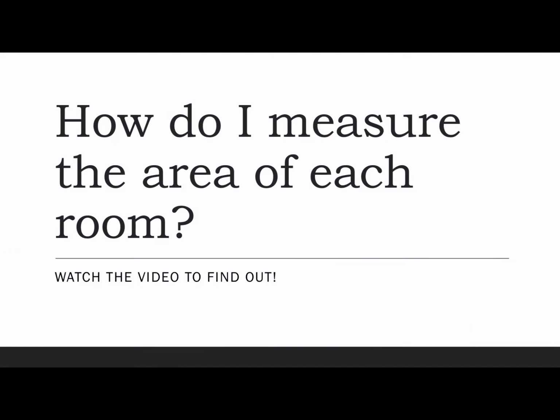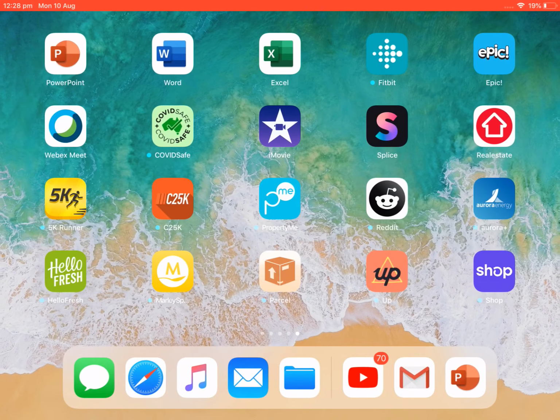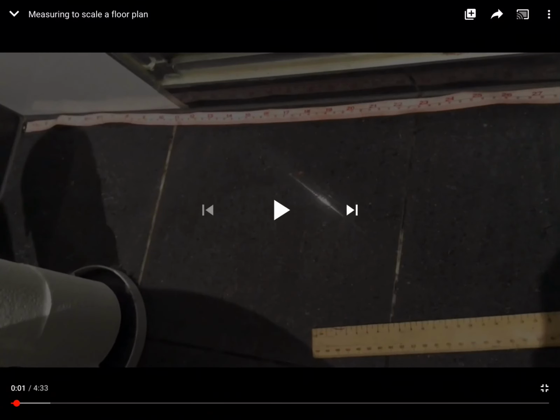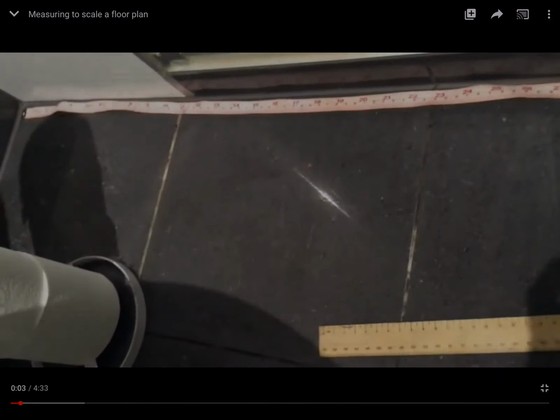How do I measure the area of each room? Now, I'm about to show you a video that I have put together of exactly how to measure the length and width of your room and how to draw those measurements to scale. I'm going to show you how to measure a room in your house.